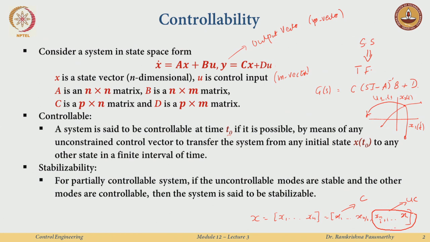If these are stable, then I can do something with these control modes here. So, for partially controllable systems, partially controllable here means I can control only half the states. If the uncontrollable modes are stable, and the other modes are controllable, then the system is stabilizable. Okay.